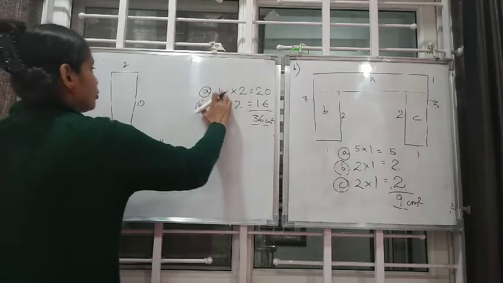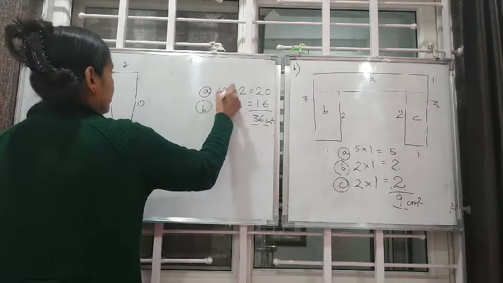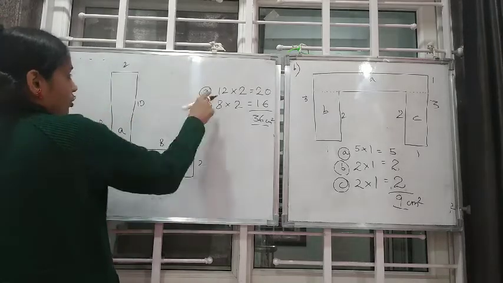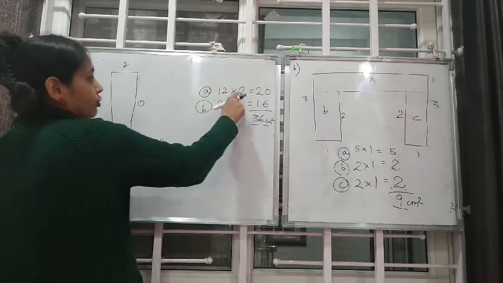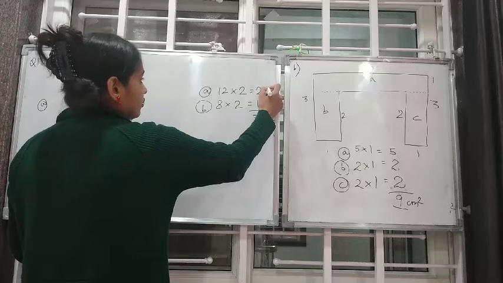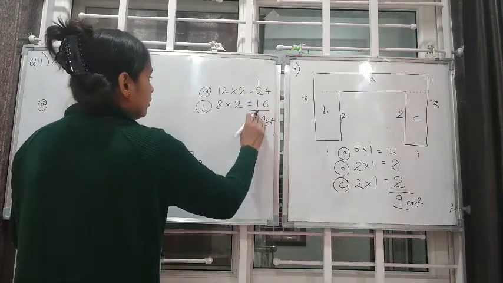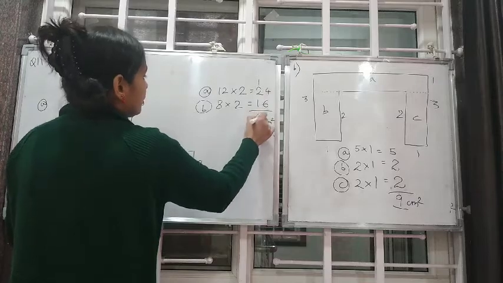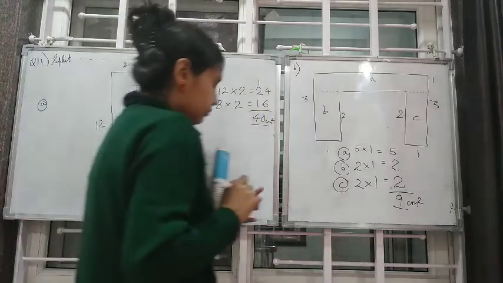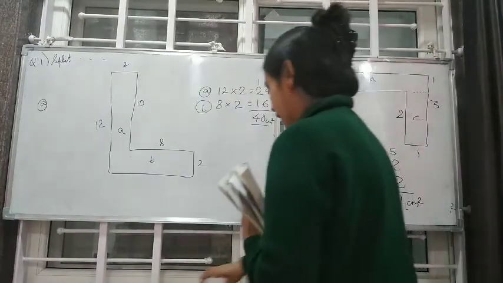I written 10? This is 12. Sorry. This is 12. Okay. 12 twos are 24. I knew I am making a mistake. 40 centimeters square. Okay. Then going to B.